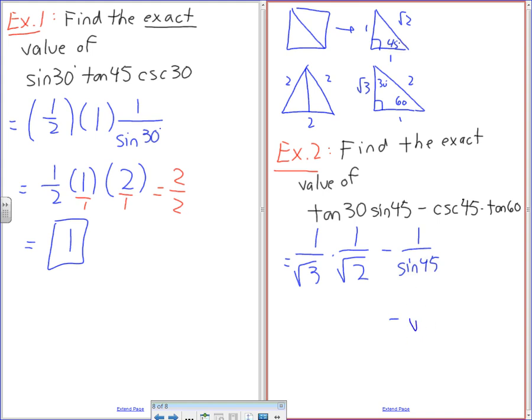1 over root 2, which is root 2. Thank you. Okay, and tan 60 is equal to what? Root 3. Okay, so it's like root 3 over 1, which is just root 3. So that's root 2 times root 3. And here we have 1 over.